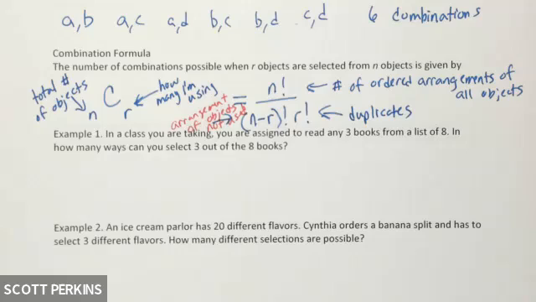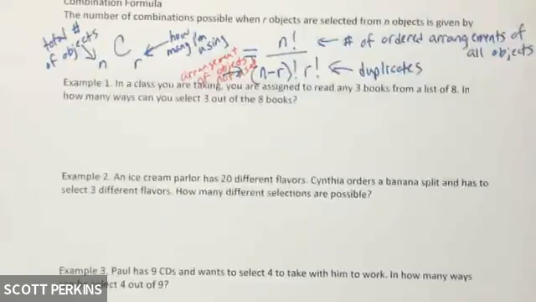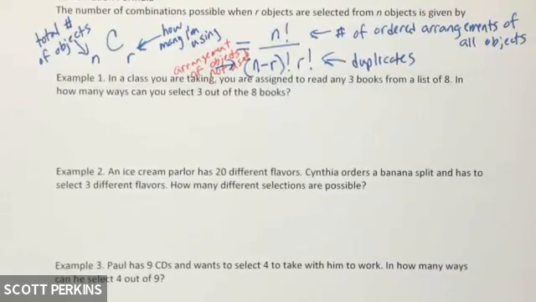Or we did a leaderboard. How many different ways to arrange people on a leaderboard? Well, on a leaderboard, first, second, third, it matters where you end up. So that's going to be opposed to what we talked about today. So here we go. Example one, I'll do this one with you, and then I'm going to let you practice.